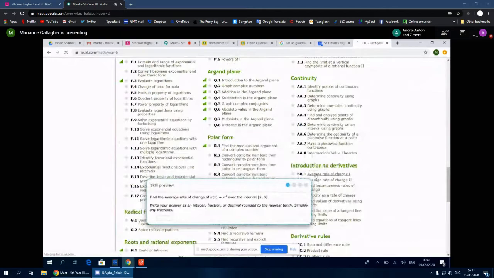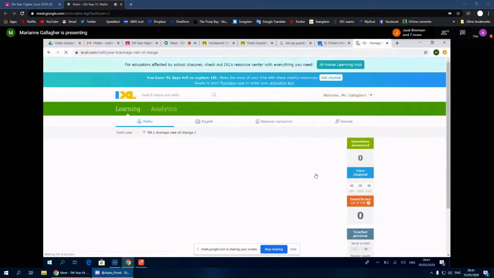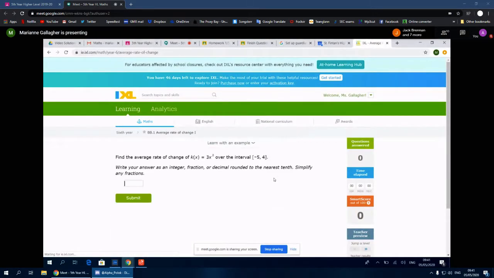Right, average rate of change here. Sorry, I'm just trying to decide if we want to do more practice. Yeah, let's do a little bit of practice on these.